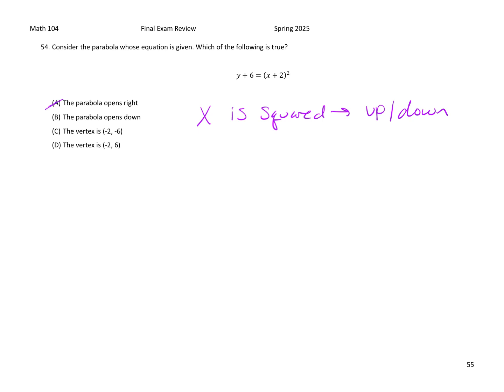Okay. And then the a value, the coefficient in front of the parentheses, is 1, which is positive. That tells me that this parabola opens up. Okay, so I can eliminate B. And then the vertex is going to be (-2, -6). So that is option C.